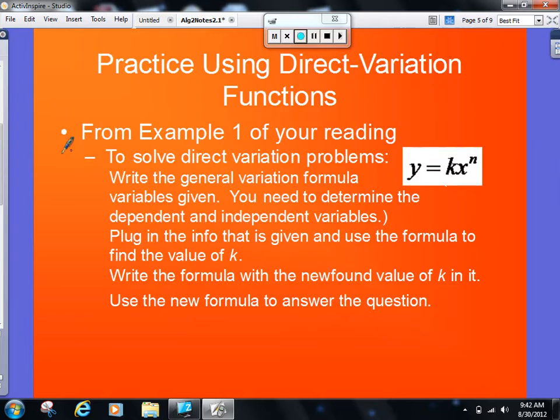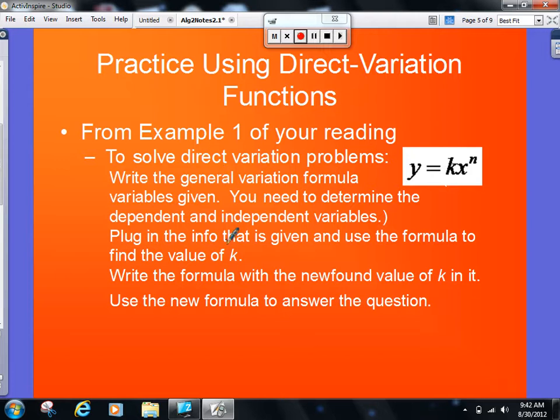Okay, this is the most important slide. I would definitely pause the video or at least write this down. You need to know these steps. Okay, this is straight from example 1 of your reading in your textbook. I have that being on page, here it is, page 73.